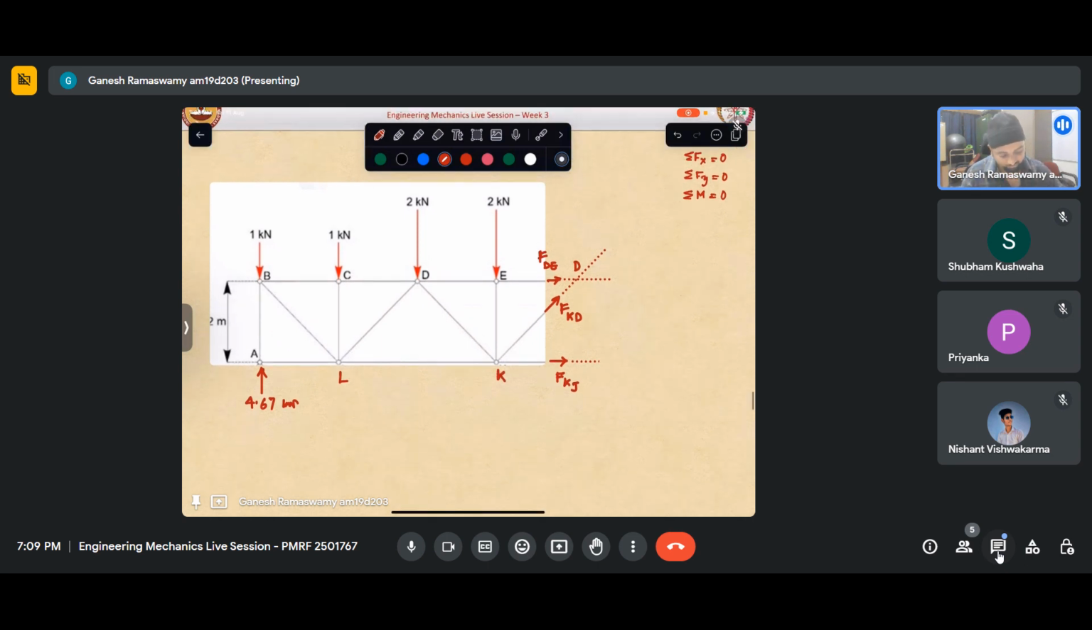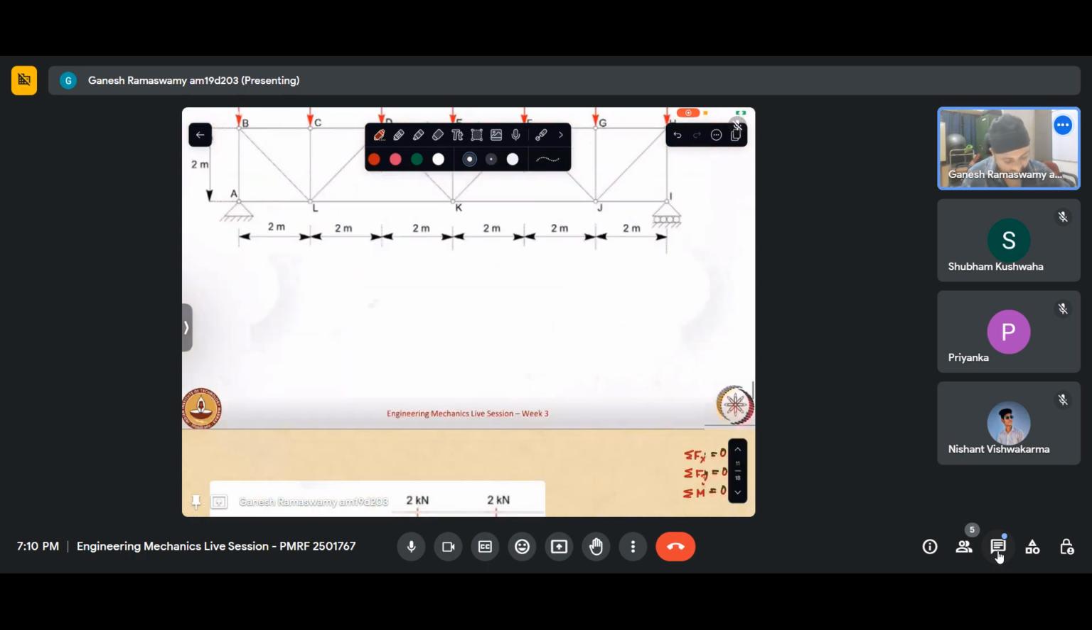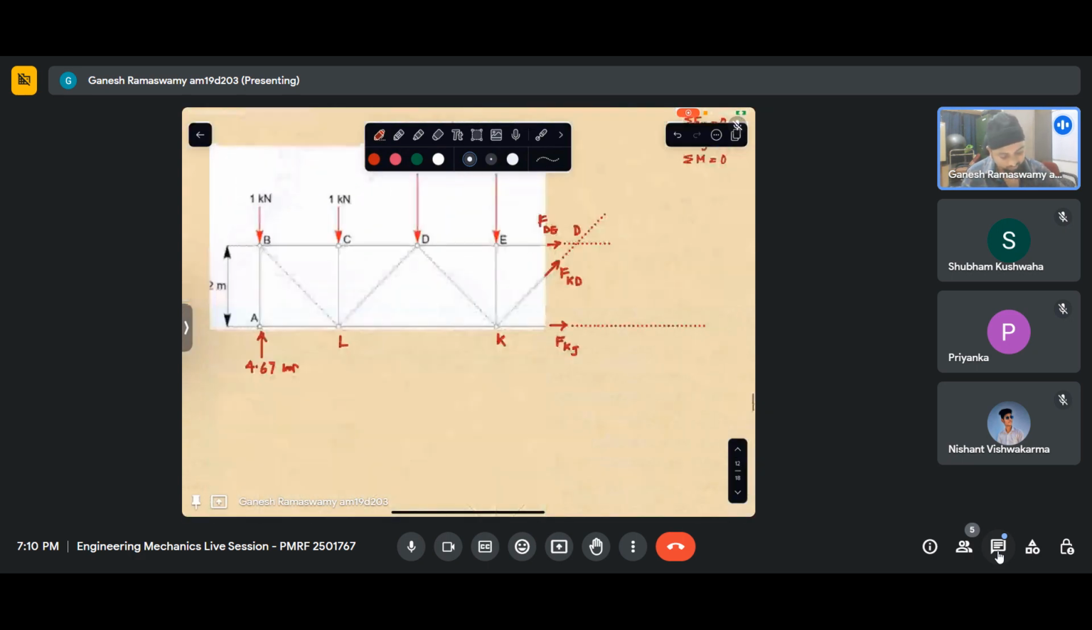Okay, so what could be the shortest route for me to get KJ is what I need to see. Let us say that I have this extended like that, and I have joint J here.